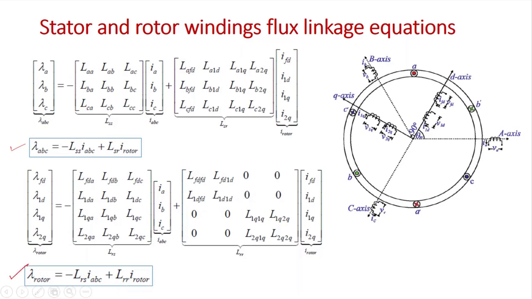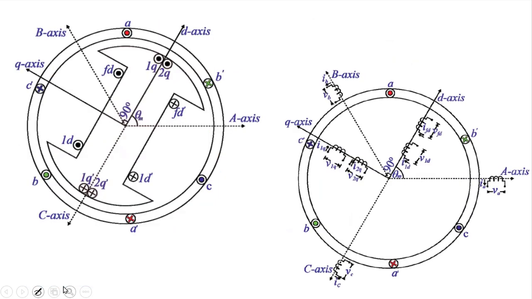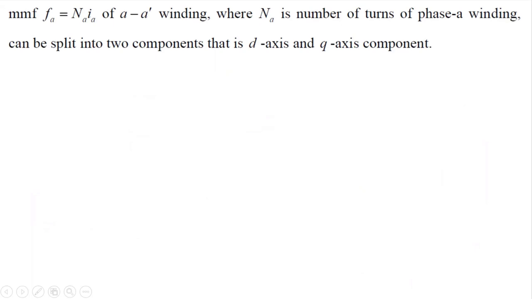So these are the equations we have seen yesterday. And now, of course, this is your machine and this is your equivalent circuit. You have shown it. And based on this, we'll now try to derive the flux linkage equations. So let us say FA is the MMF corresponding to phase A, and I can write it as NA IA, and it corresponds to the winding AA dash, where NA is the number of turns of the phase A winding, right? And that I can split into two components, the D axis and Q axis components. Okay.